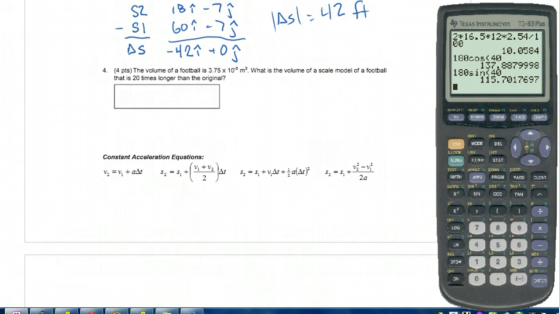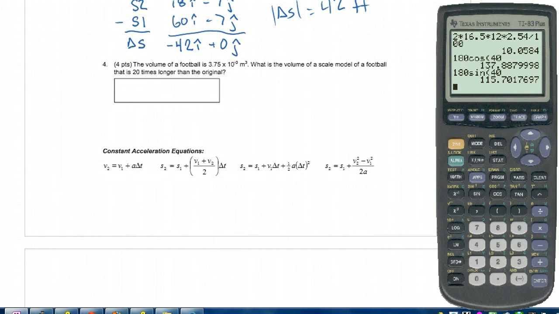Okay, moving right along. Number 4, the volume of football, 3.75 times 10 to the minus third cubic meters. Volume of scale model is 20 times longer. So this is a linear scale. So to get the volume of the actual, it's actually going to be bigger. So I have to cube the linear scale factor.